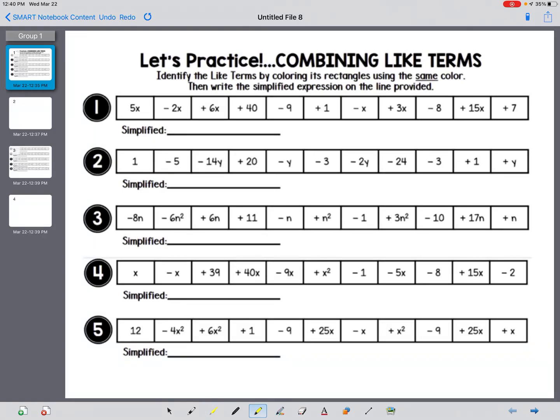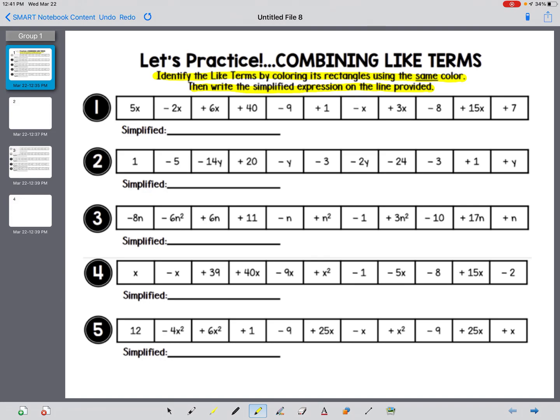We're going to talk about identifying like terms and combining them in this video. It says to identify the like terms by coloring its rectangles using the same color. Then write the simplified expression on the line provided. We're going to go ahead with number 3 because this one enters a new level of difficulty after 1 and 2. So I think if you know 3, you'll be able to do 1 and 2 easily.